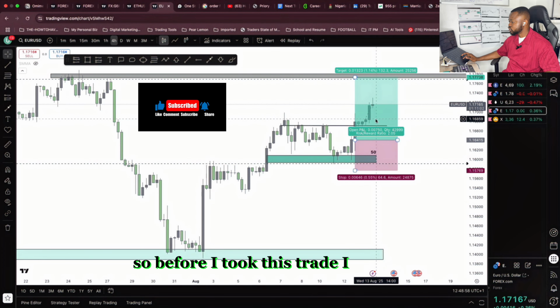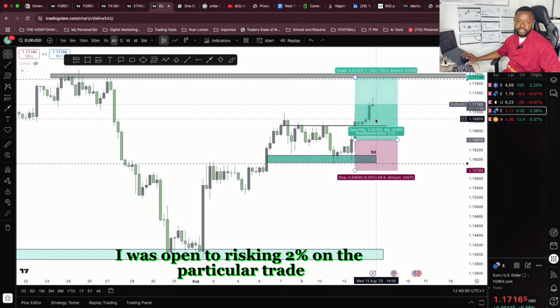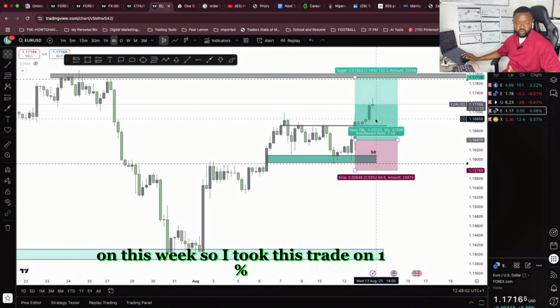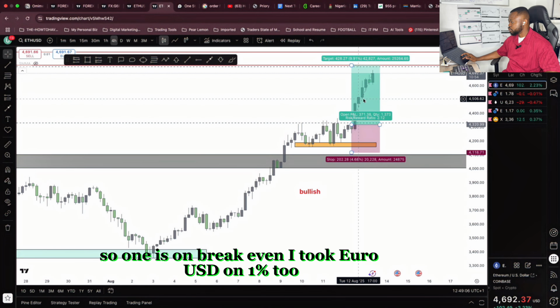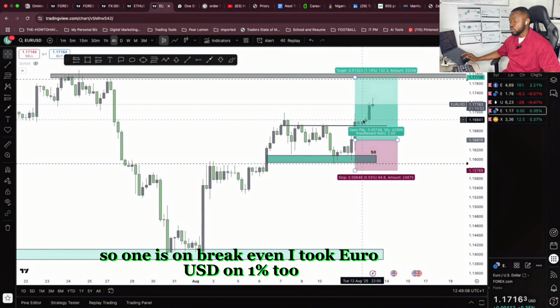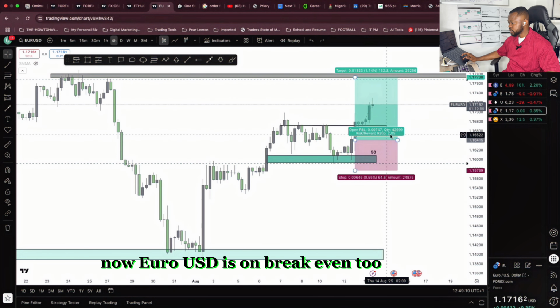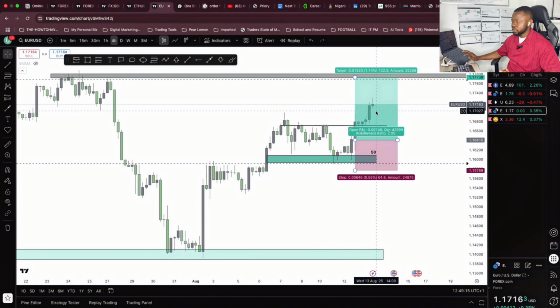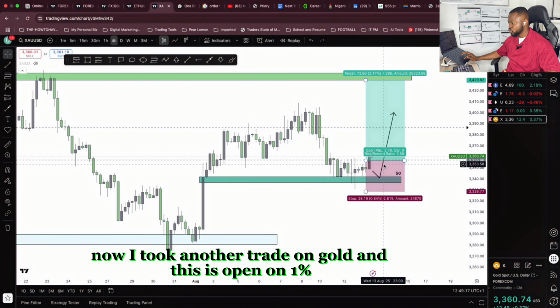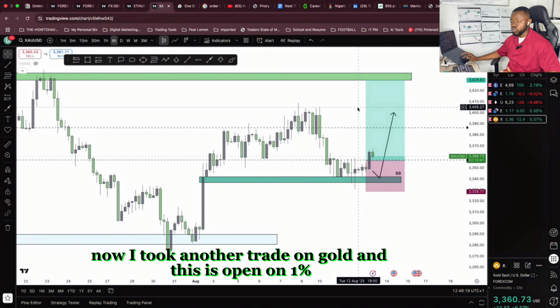So, before I took this trade, I was open to risking 2% on a particular trade this week. So I took this trade on 1%. So one is on break even. I took Euro USD on 1% too. Now Euro USD is on break even too. So you see that both trades are covered. Now I took another trade on gold, and this is open on 1%.